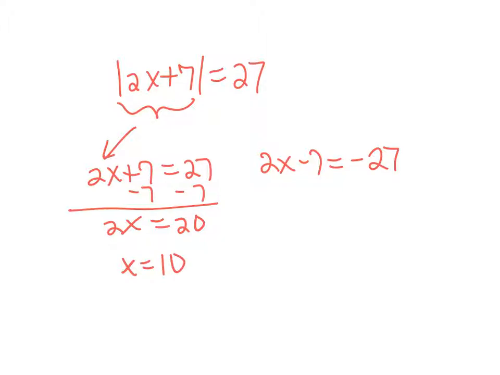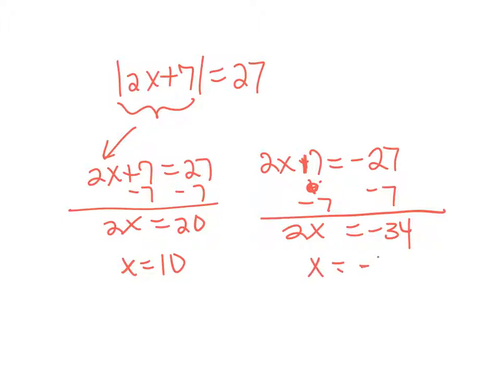We're going to add 7 to each side, plus 7. Made a mistake. This is a plus 7. So this one is going to be minus 7, minus 7. So then this is 2x is equal to negative 34. Divide by 2, and x is equal to negative 17. Number line, 10, negative 17, and only dots right there.